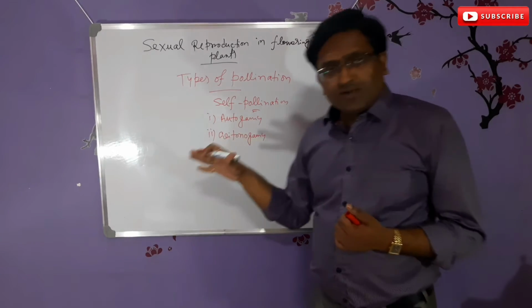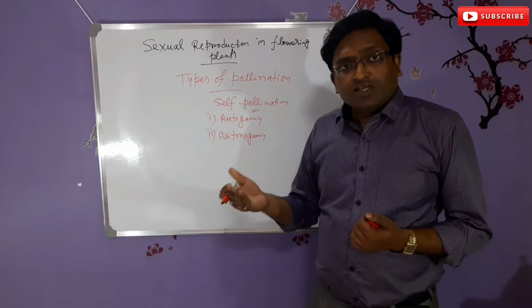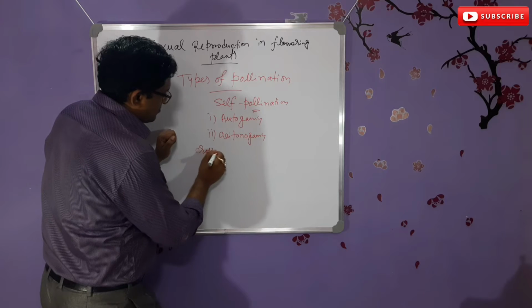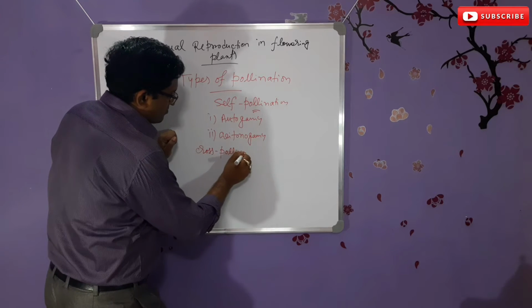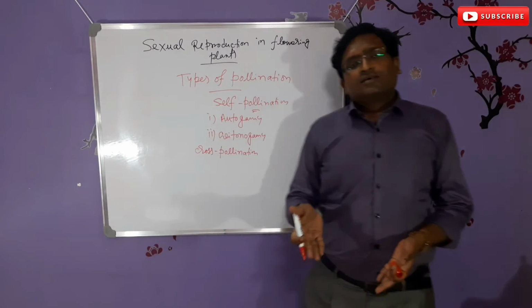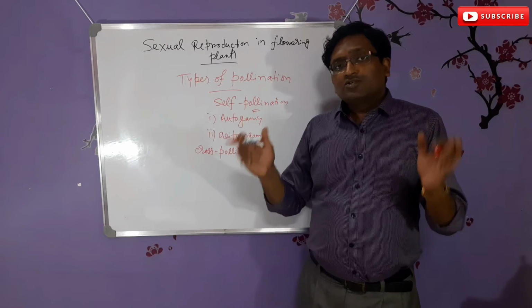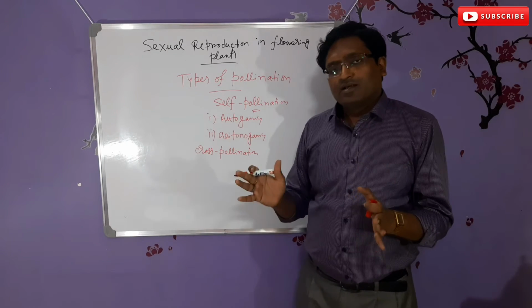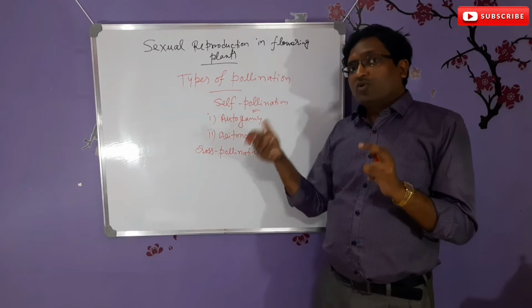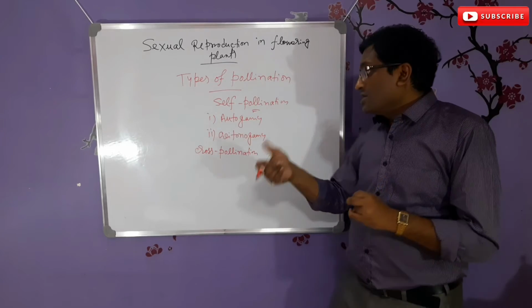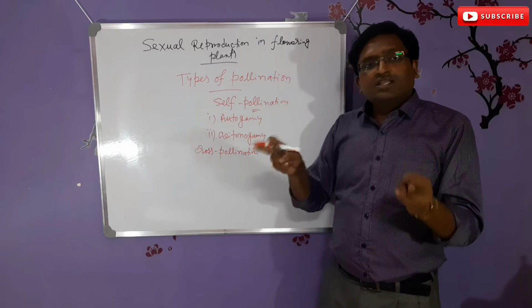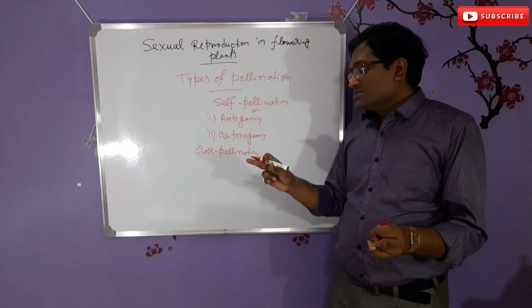Next, that completes self-pollination, so we can move to the next part, cross-pollination. Now, what is cross-pollination? Cross-pollination means pollination occurs in different plants, not in the same plant. The point you should get is that in self-pollination, pollination occurs within the same plant, but in cross-pollination, pollination occurs between two plants, that is, in different plants.